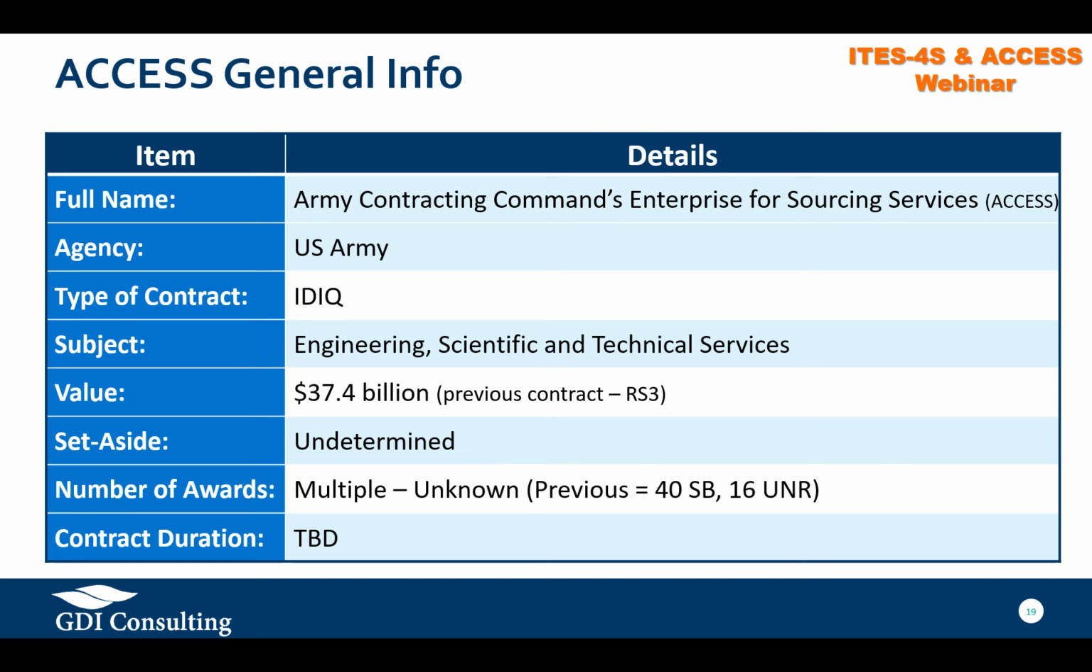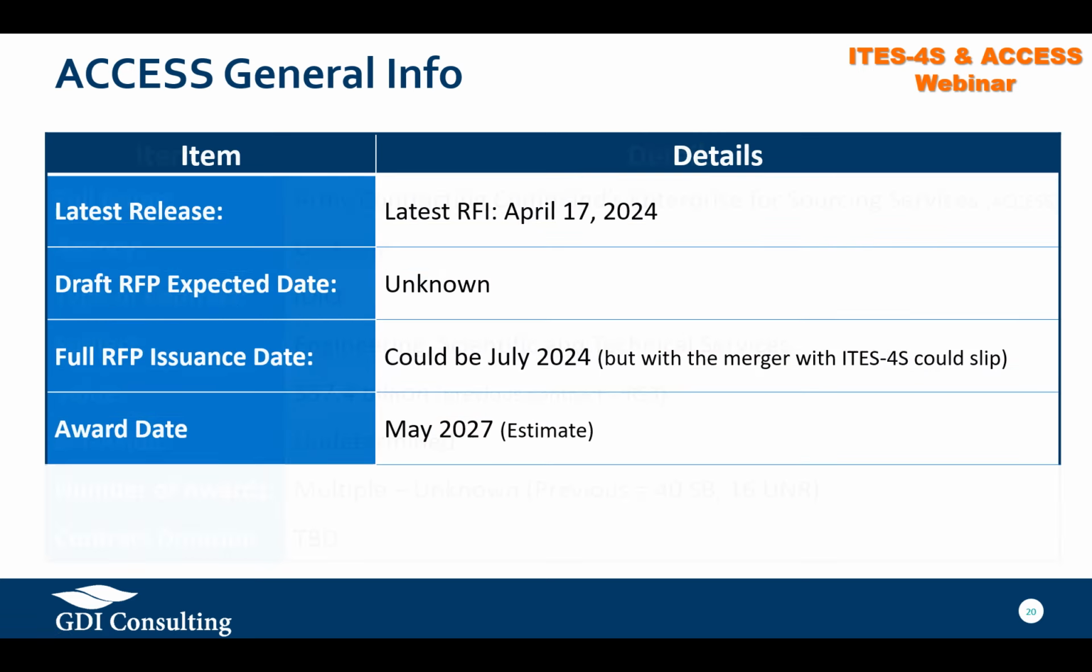The set aside for the new ACCESS is undetermined. This is the standalone ACCESS, not the one that is going to merge with ITES-4S. So the set aside is yet undetermined. The previous one had multiple awards, 40 small businesses and 16 large businesses. So overall, 56 awards were made under ACCESS. Contract duration is obviously not specified yet, and we have to see how that is going to be once they merge.